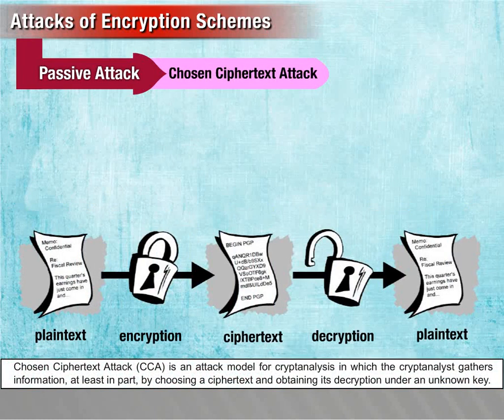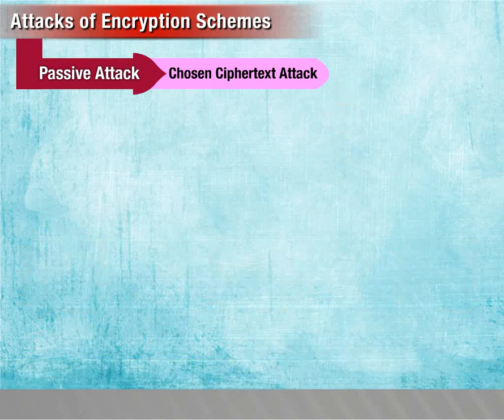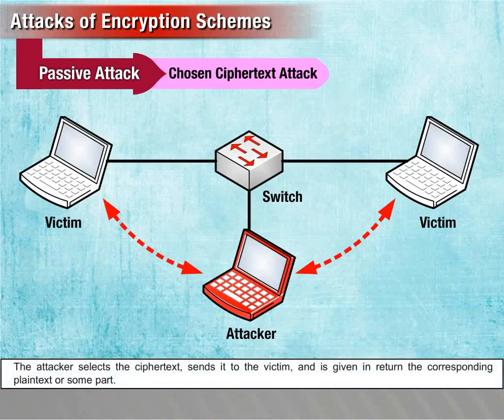Chosen ciphertext attack (CCA) is an attack model for cryptanalysis in which the cryptanalyst gathers information, at least in part, by choosing a ciphertext and obtaining its decryption under an unknown key. The attacker selects the ciphertext, sends it to the victim, and is given in return the corresponding plaintext or some part.